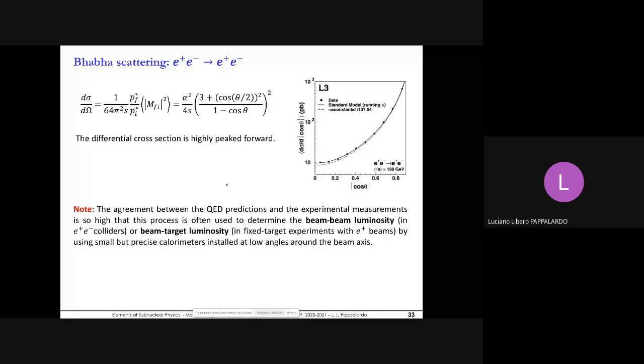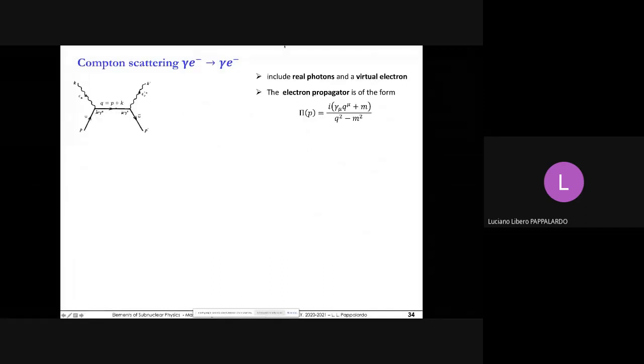Now, let's move on to another QED process. This is the Compton scattering that you all already know. It is a scattering of a real photon over an electron. The difference with respect to what we have seen in the past is that now the virtual particle is a fermion. It's not a photon, but an electron. So this process includes a real photon and a virtual electron, as well as real electrons, of course.